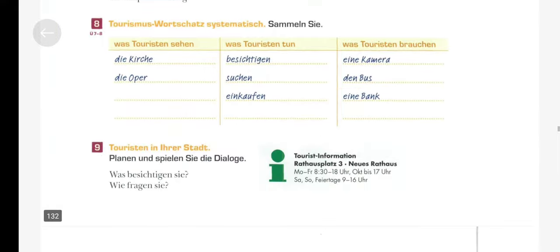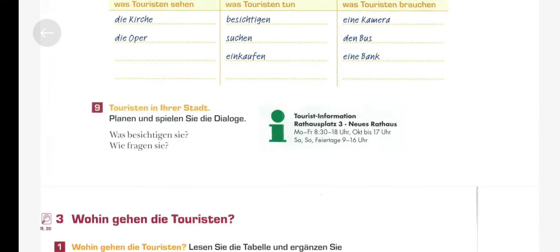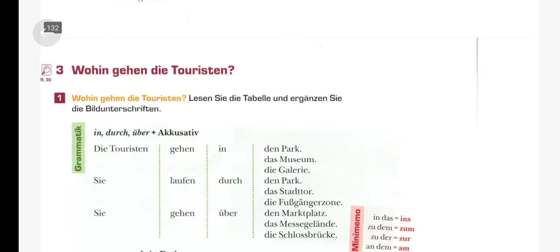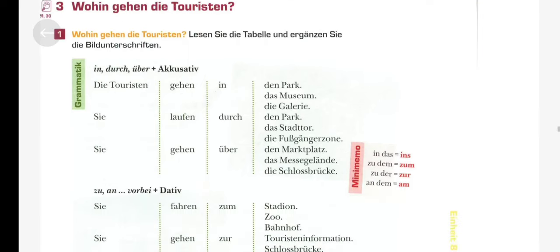Next, moving forward on the ninth one, Touristen in Ihrer Stadt. Tourism in your city, planen und spielen Sie die Dialoge. Plan it and play it with your partner. Next is, wohin gehen die Touristen? Where can tourists go? Lesen Sie die Tabelle und ergänzen Sie die Bildunterschriften. We have to read the table and complete it.